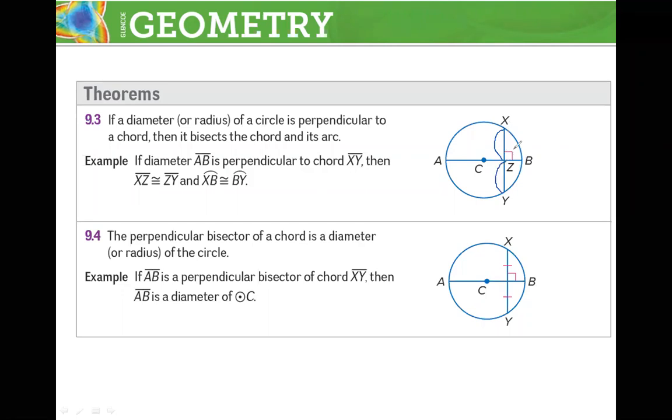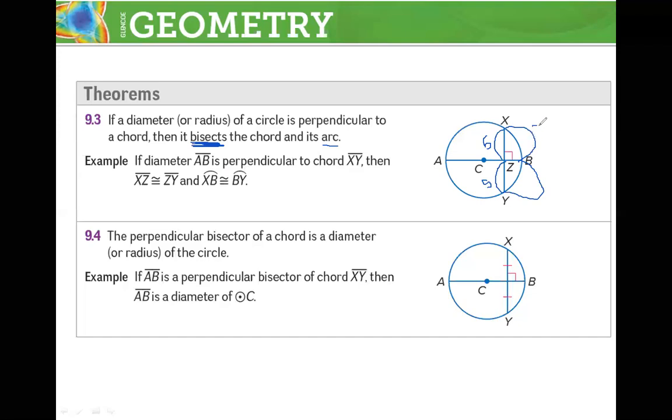It means if XY equals 10 centimeters, for example, then XZ is 5 and YZ is 5. Bisect means it's divided into two equal parts. The word bisect means this radius or diameter divides the chord into two equal parts. Okay, and it also divides the arc. It means the arc XB equals the arc YB.